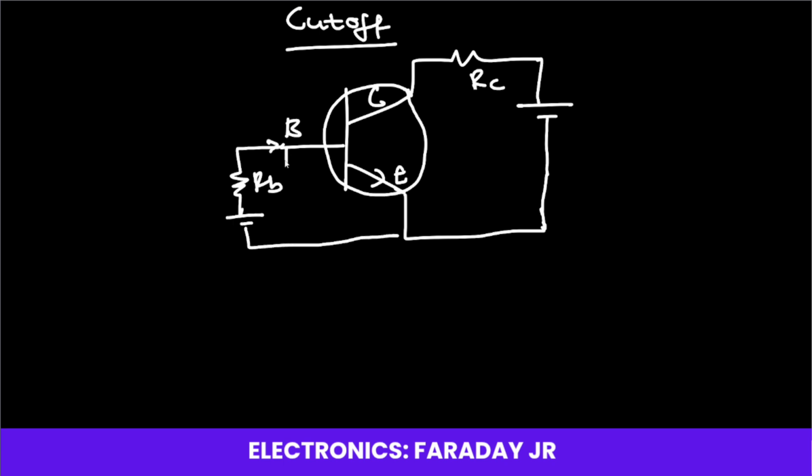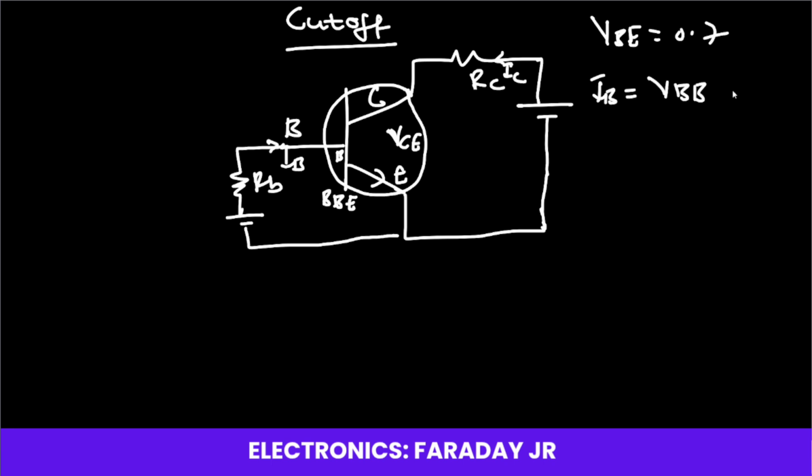Now, we have the current IB, and then finally we have the current IC. The voltage between the collector and the emitter is VCE, and the voltage between the base and the emitter is VBE. Now, we know that the value of VBE is equal to 0.7. And therefore IB is equal to VBB minus VBE, which is 0.7, all divided by RB.